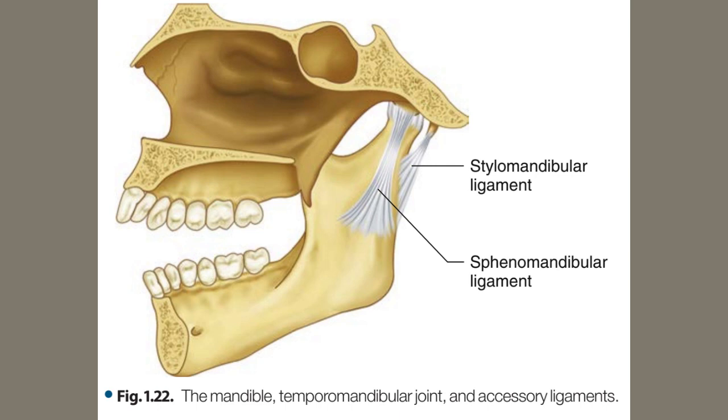It arises from the spine of the sphenoid bone and extends downward to a small bony prominence on the medial surface of the ramus of the mandible called the lingula. It does not have any significant limiting effects on mandibular movement. The second accessory ligament is the stylomandibular ligament. It arises from the styloid process and extends downward and forward to the angle and posterior border of the ramus of the mandible. It becomes taut when the mandible is protruded, but is most relaxed when the mandible is opened. The stylomandibular ligament therefore limits excessive protrusive movements of the mandible.